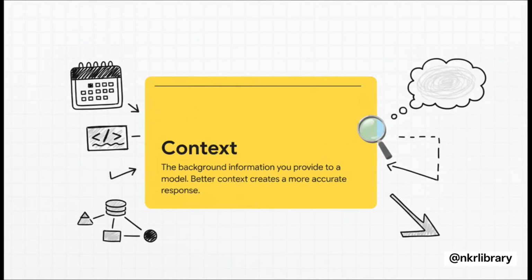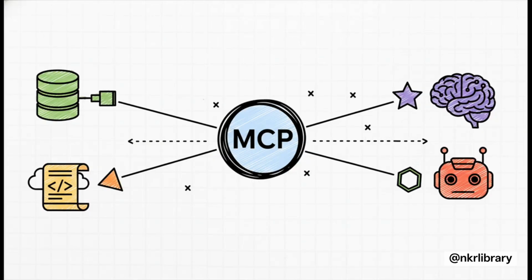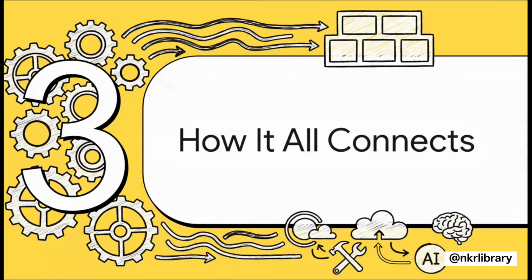And finally, context. This is the secret sauce. Context is all the background information you give the model to work with. Think of it this way. The more relevant info you provide, your calendar, a specific piece of code, a database layout, the better, more accurate, and more useful the model's response is going to be. Better context in, better answers out. So let's put it all together. The Model Context Protocol is simply a standard set of rules to feed external, real-world context into any model. It's that universal adapter we've been talking about, letting any AI app talk to any data source without that custom coding nightmare.